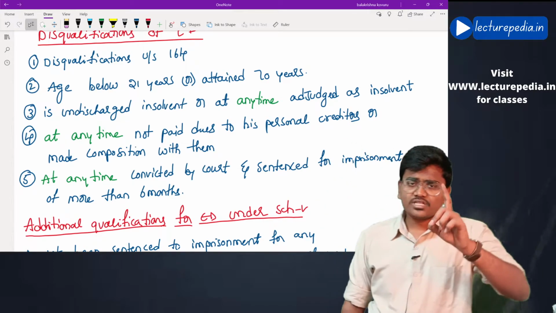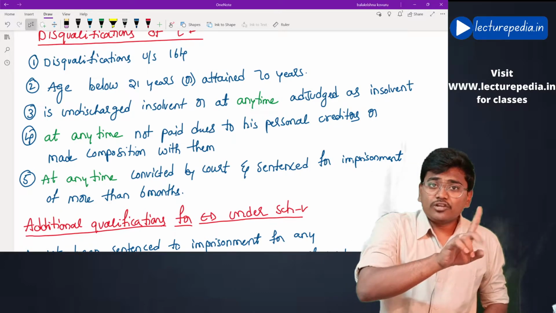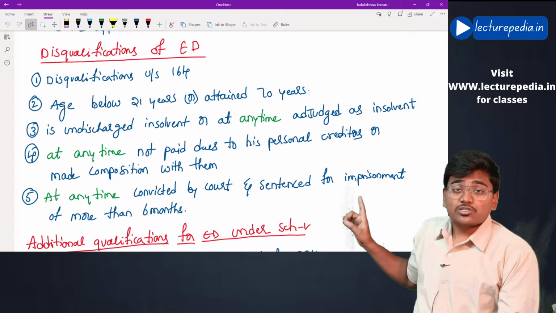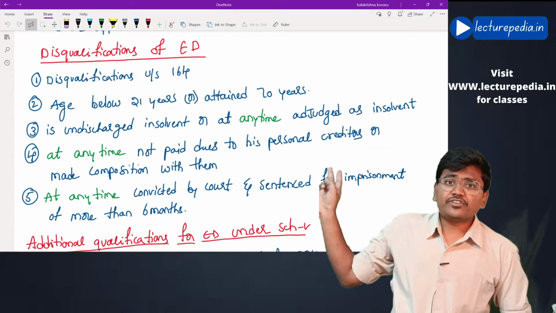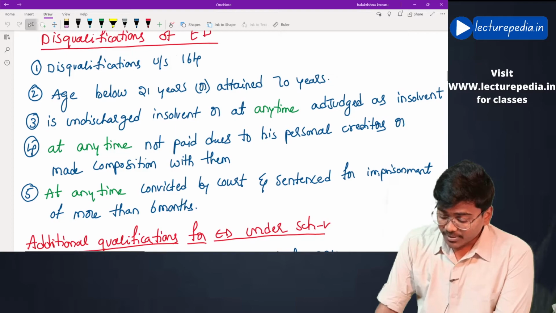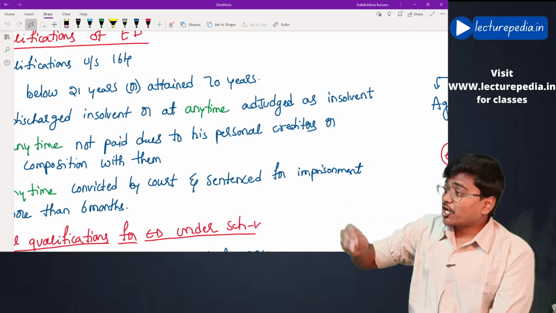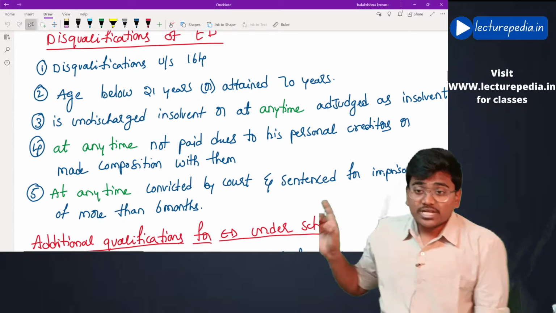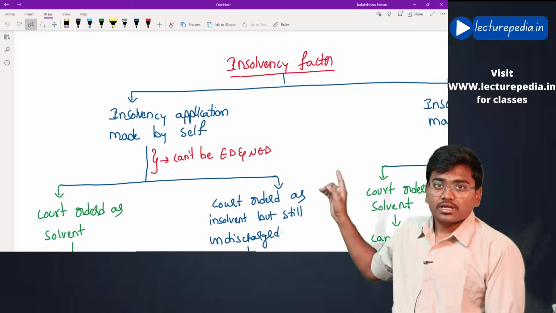See, under section 164, if the disqualification is attached, such disqualification is not for the lifetime. But here in section 196, if the disqualification is attached, he cannot be appointed as executive director for the lifetime. The disqualification will be for the lifetime. That means if any person is adjudged as insolvent, in that case he cannot be appointed as executive director for the lifetime. I will be explaining this point clearly while discussing the linking provision.